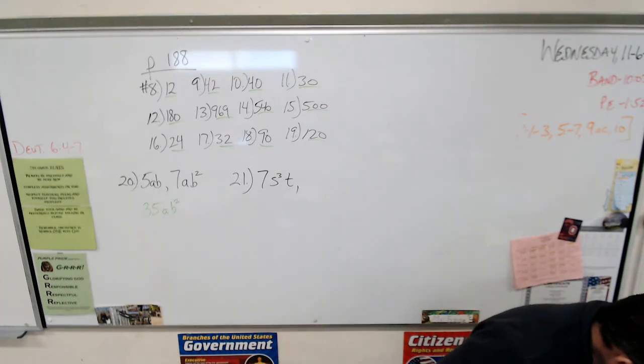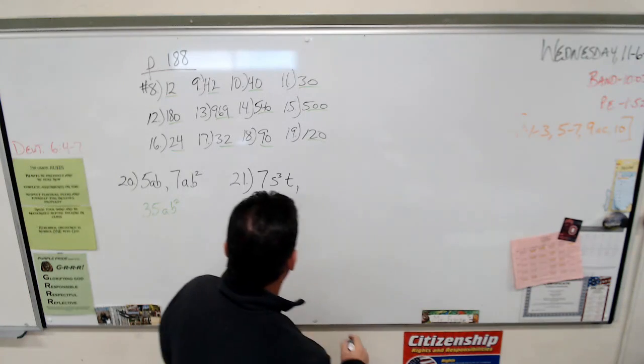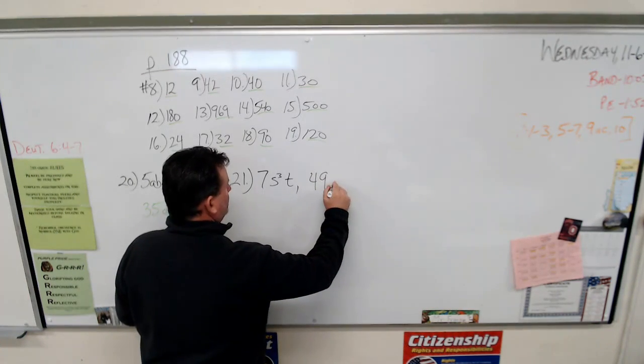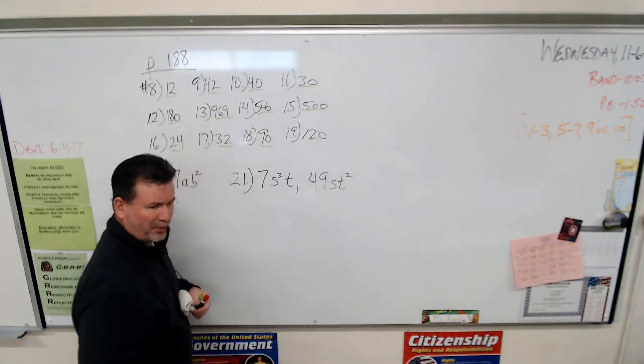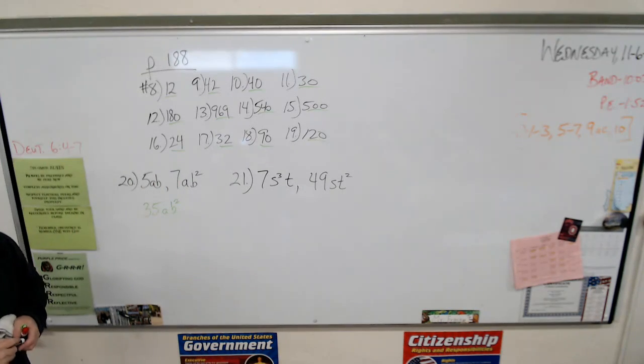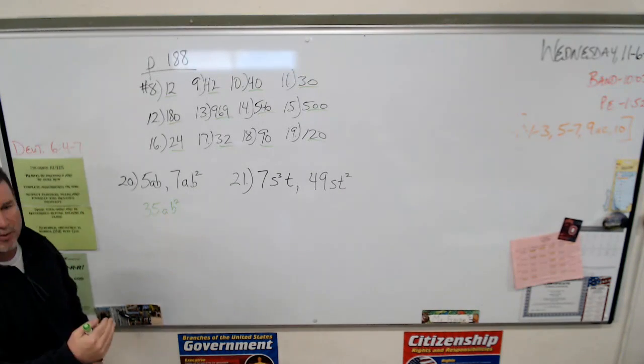49. I think that's the answer. 49s. 3, 2, 13. Are you trying to confuse me on purpose? Okay. Okay. What do I do here? I just look at the numbers. What's my least common multiple?